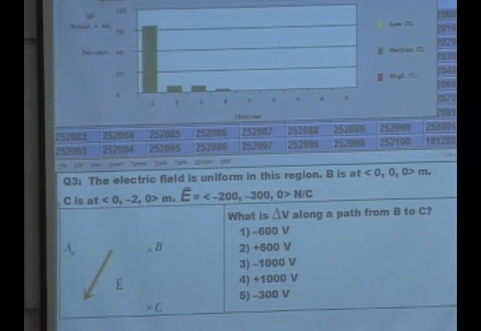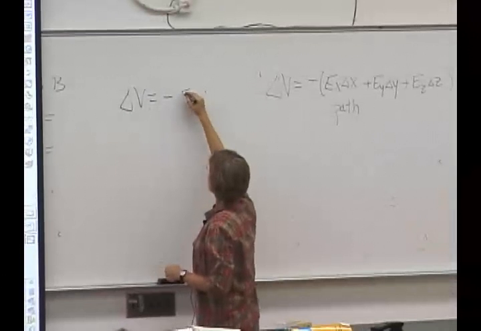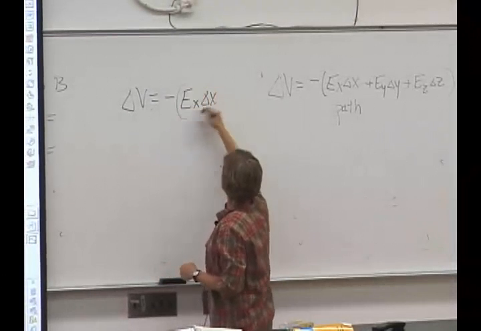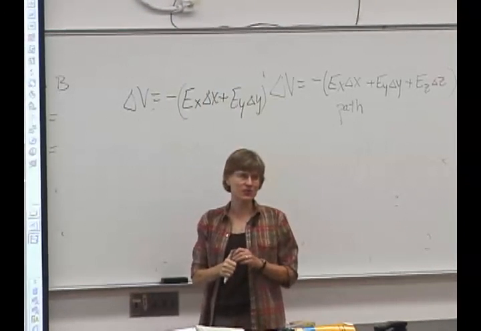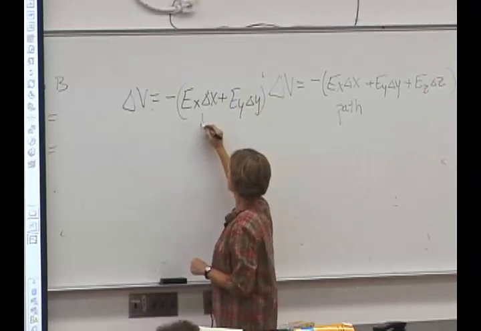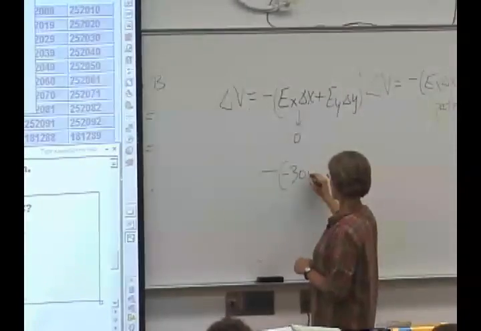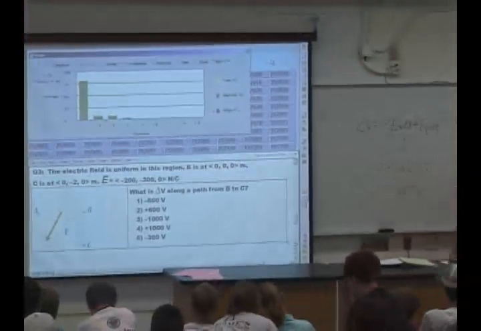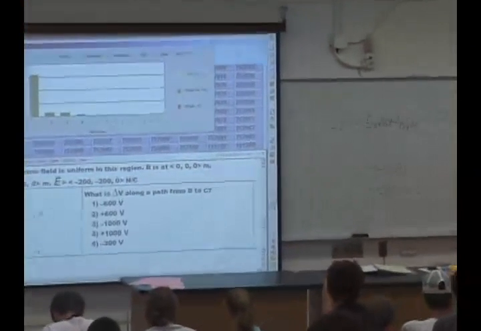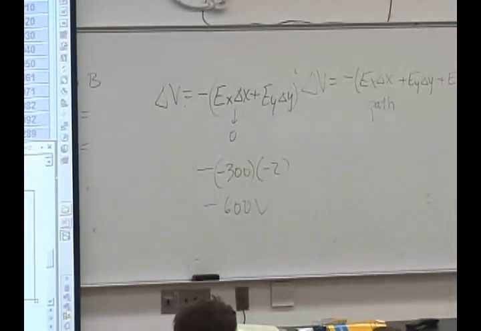Let's see. Here, in this case, we have a negative E_x delta x plus E_y delta y. But actually, delta x was 0 in this case, right? So that one comes out to 0. So we have a minus negative 300 times a negative 2, which comes out to a negative 600 volts, which is what you said. And I guess you lucked out. We don't have time for the last more complicated one, so we'll do that next time.